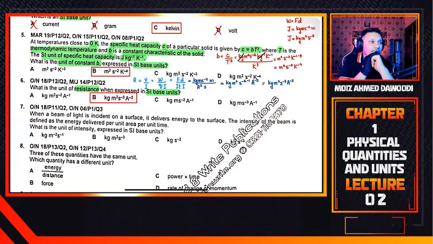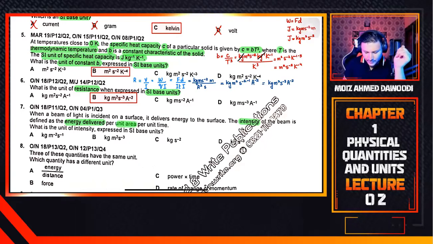Okay. Let's move ahead and discuss more questions. When a beam of light is incident on a surface, it delivers energy to the surface. The intensity of the beam is defined as energy delivered per unit area per unit time.